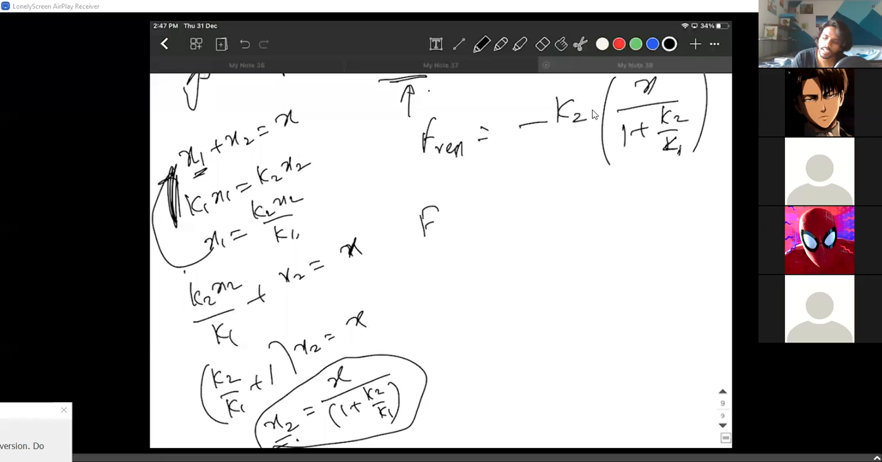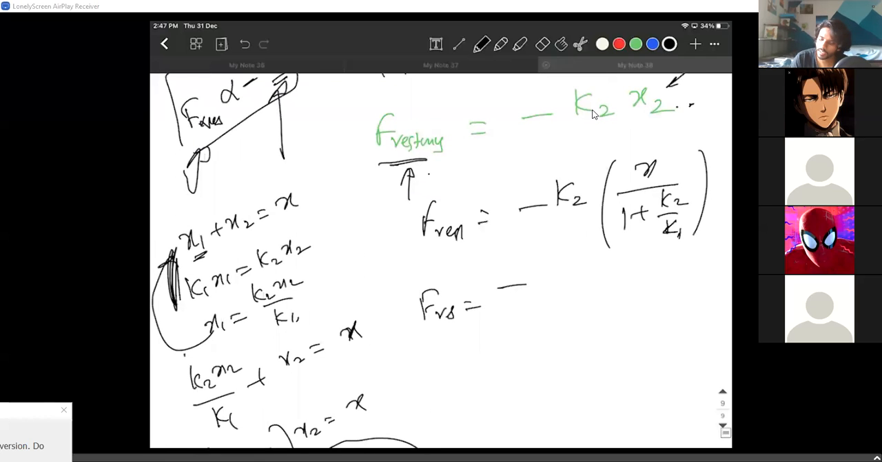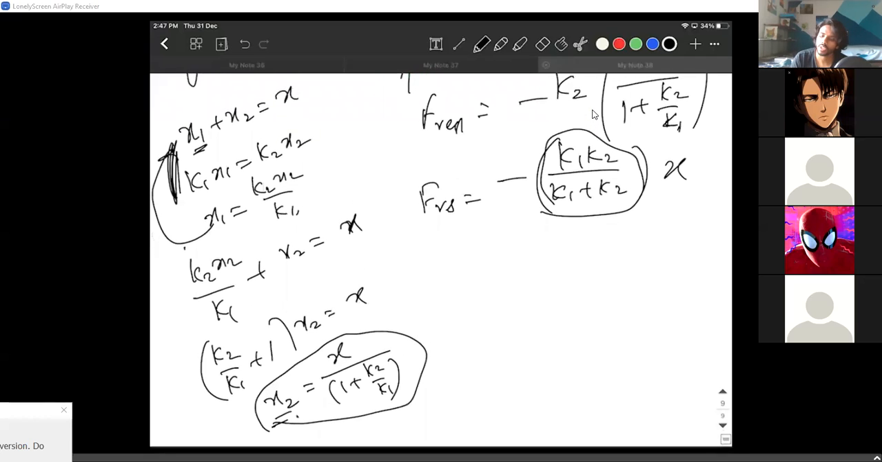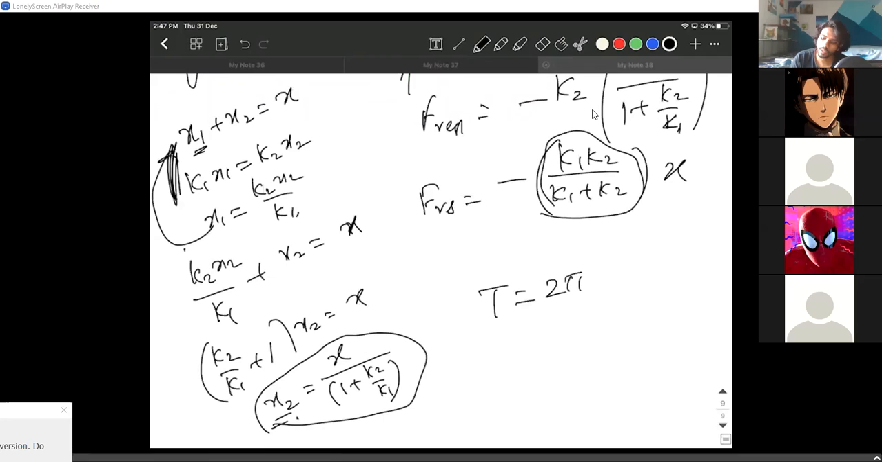If I simplify it, I get the restoring force as minus k1 k2 by k1 plus k2 into x. Now this is the effective k. So the time period is simply 2 pi root over m by k1 k2 by k1 plus k2.